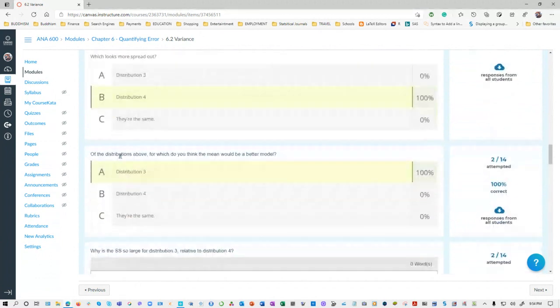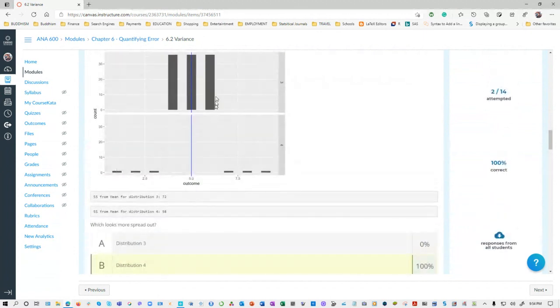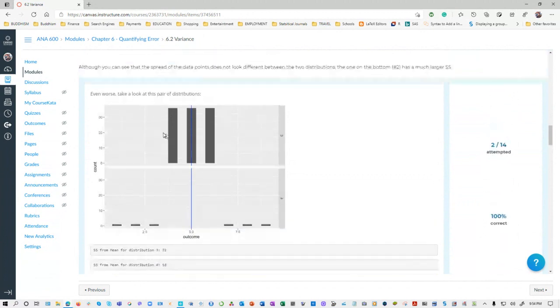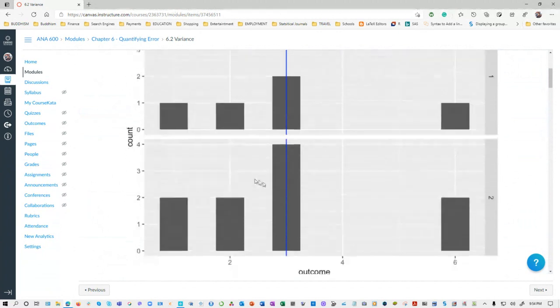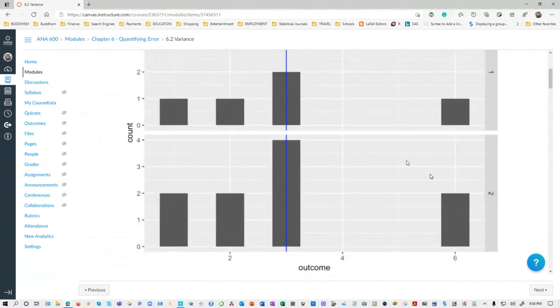Really spread out. But of the distributions, which one do you think would be the better model? Distribution 3. Why? It has a smaller variation. See, the variation is small. Here, if you go ahead and look here, see, same variation. See, same spread, same spread.